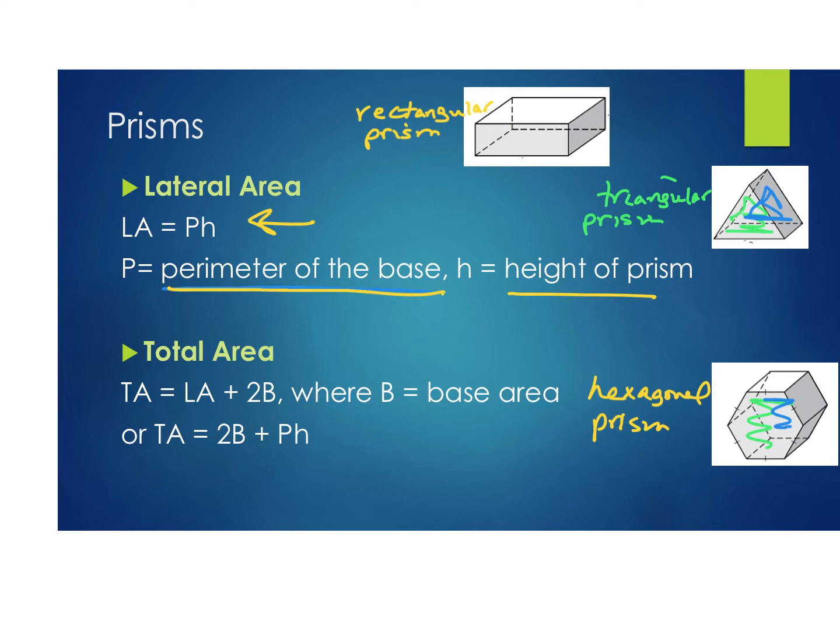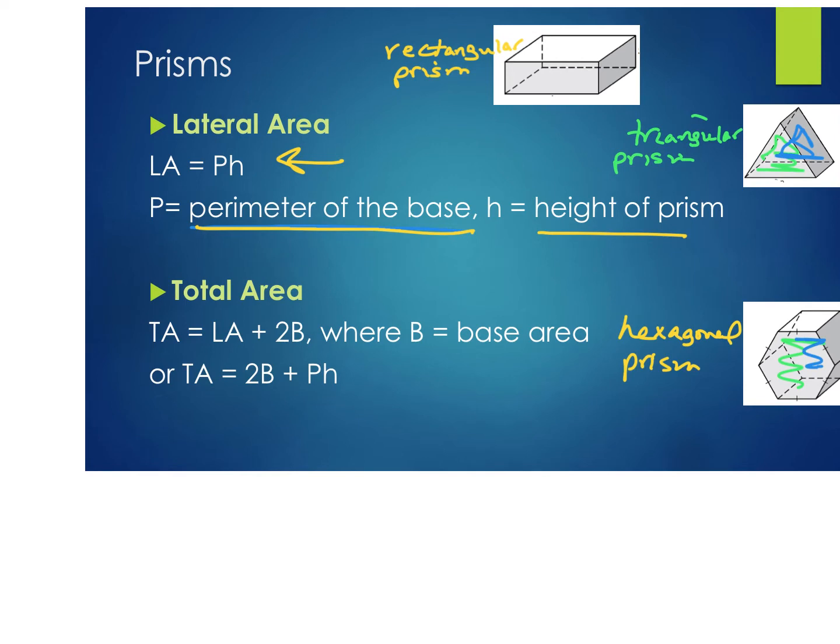And then to find total area, you would take your lateral area that you found up above here. And then remember, you have 2 of these same congruent shapes, which are your bases. So you would find the area of one of the bases, and then times it by 2. So again, remember LA is really perimeter times height. And then here, this capital B represents the area of your base shape. So let's try an example.